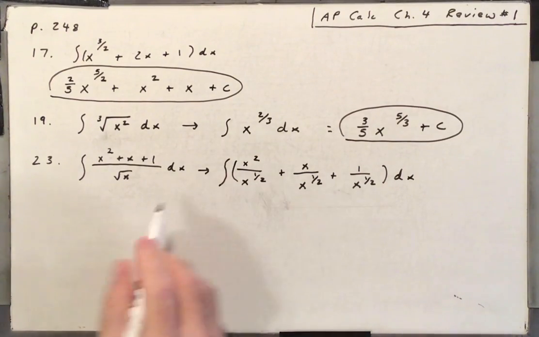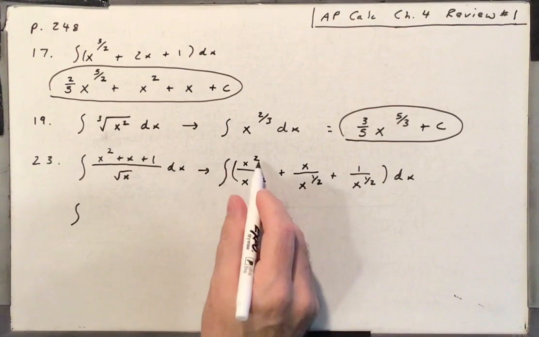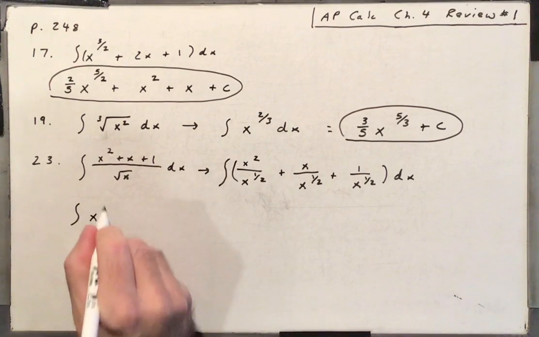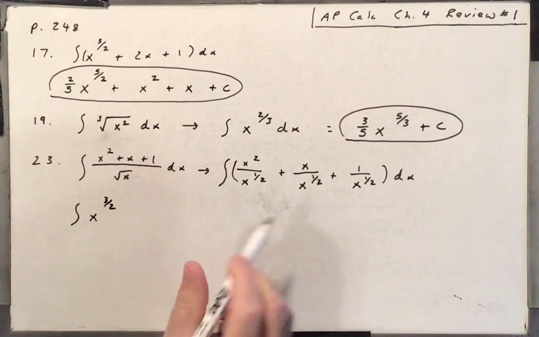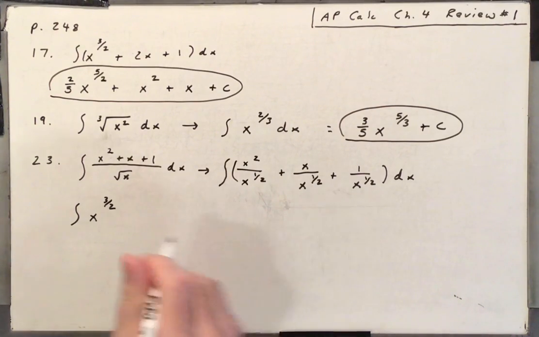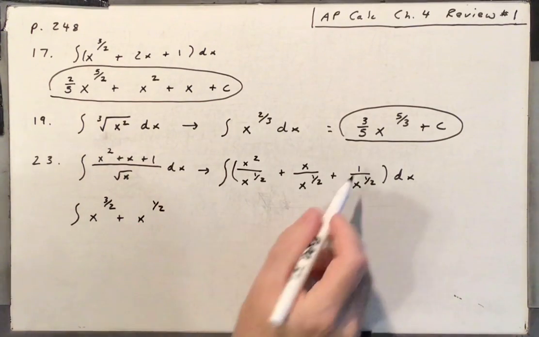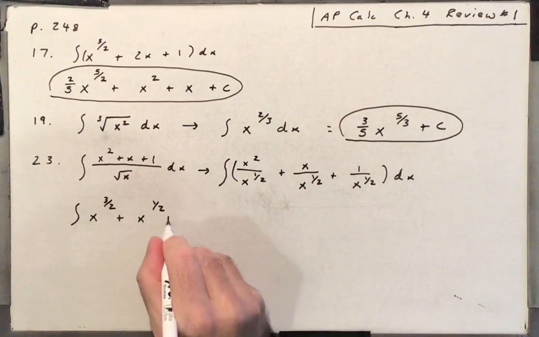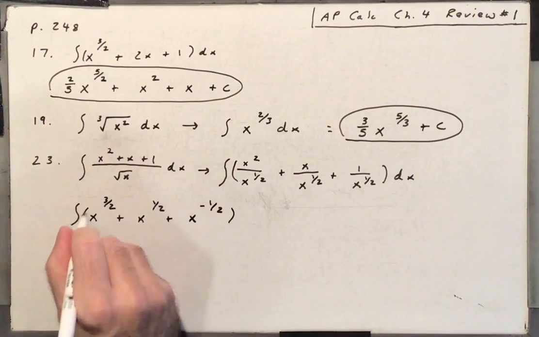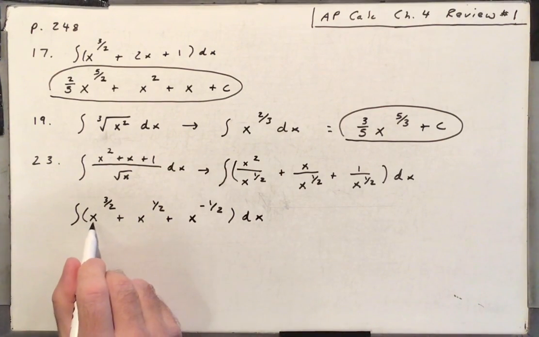Now let's rewrite it again. X squared over x to the 1/2. 2 minus 1/2 is 3 halves. So that's x to the 3 halves. The exponent here is 1, minus 1/2 would be plus x to the 1/2. And then 1 over x to the 1/2 would be plus x to the minus 1/2. So all of our work is in rewriting, and now we can just take the antiderivative pretty easy.